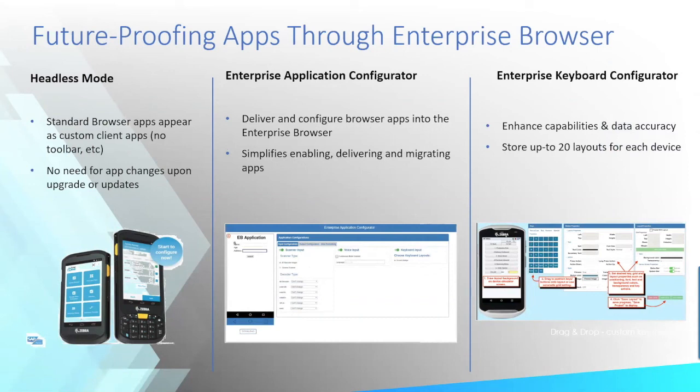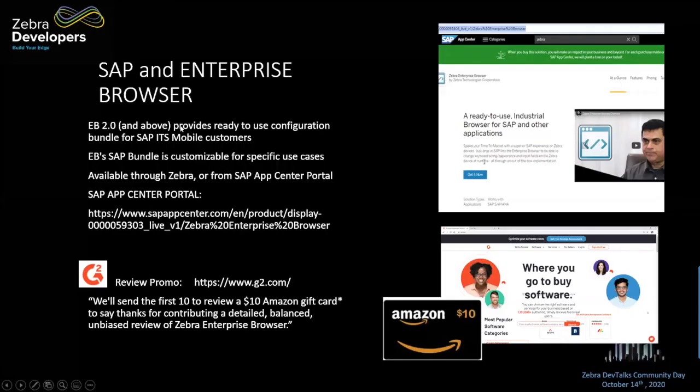In our latest release of Enterprise Browser, we also have a tool called the Enterprise Application Configurator that simplifies delivering your applications into the browser, configuring them, and migrating them between different OS versions of Android, etc. We also have the ability to develop custom keyboards and store up to 20 different custom keyboards for each device.